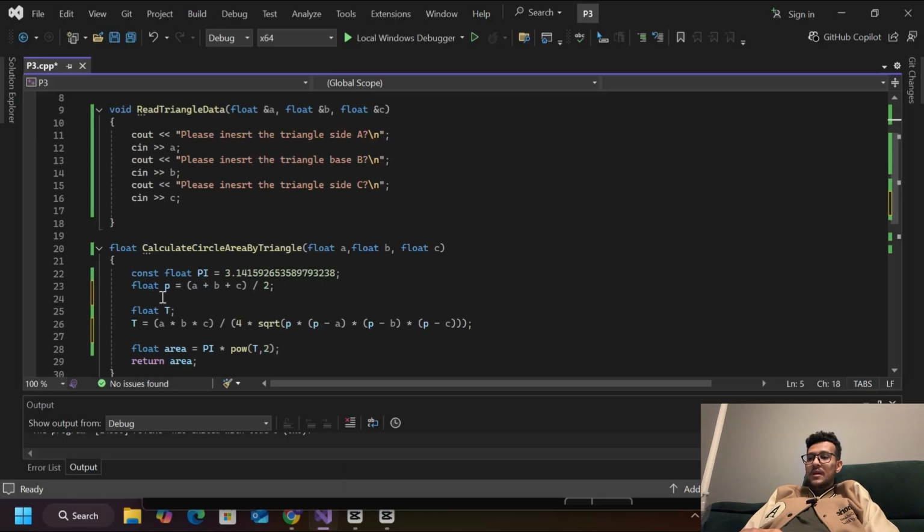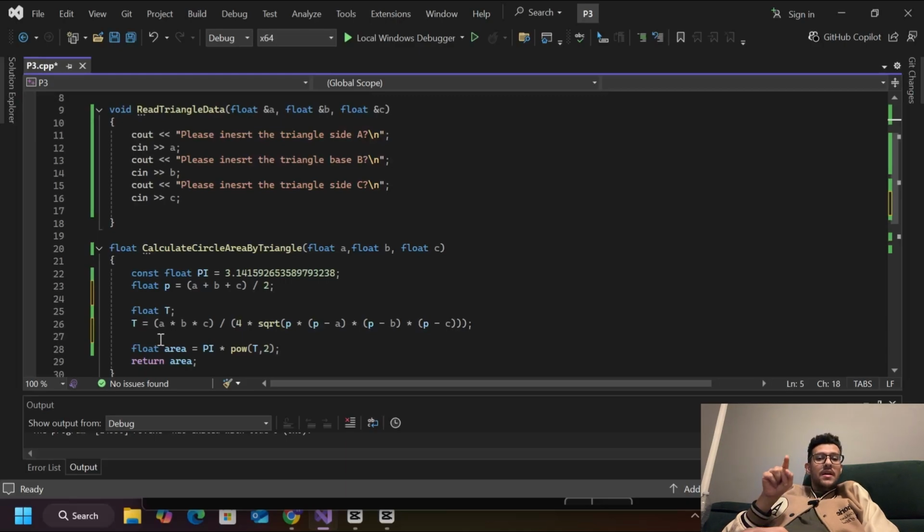Anyway, float P, and after that we declare another variable P where we store the first math result, A plus B plus C, all of these divided by 2. So all these results will be stored inside variable P that we explained first on the slides. After that we declare another variable, we name it T, standing for triangle, and all the math that was between two brackets.